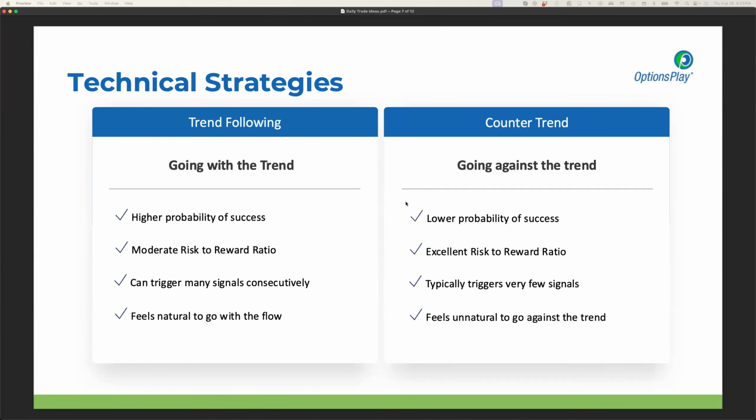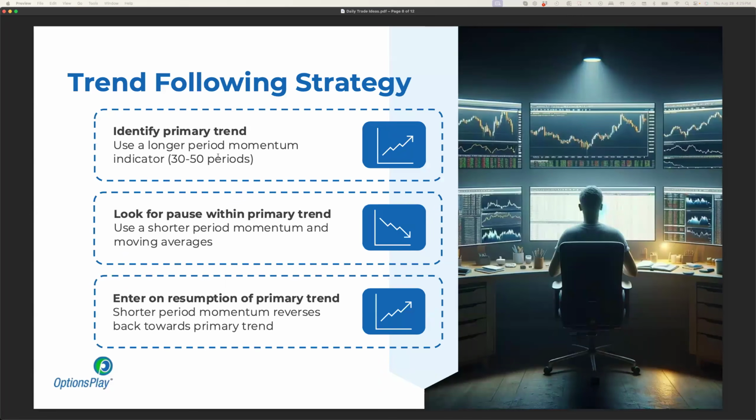So if we look at the difference between the two strategies, if we talk about trend following strategies first, just to give you an idea of how we break this down, what we're trying to identify first is a primary trend. We're using a longer period momentum typically to identify that longer term trend. We're usually taking a look at technical indicators such as a momentum indicator, where we're looking at maybe 30 to 50 periods out. So we're taking at least one to two months' worth of price action to determine whether a stock is trending higher or lower. So positive or negative momentum would suggest either a bullish or bearish trend.